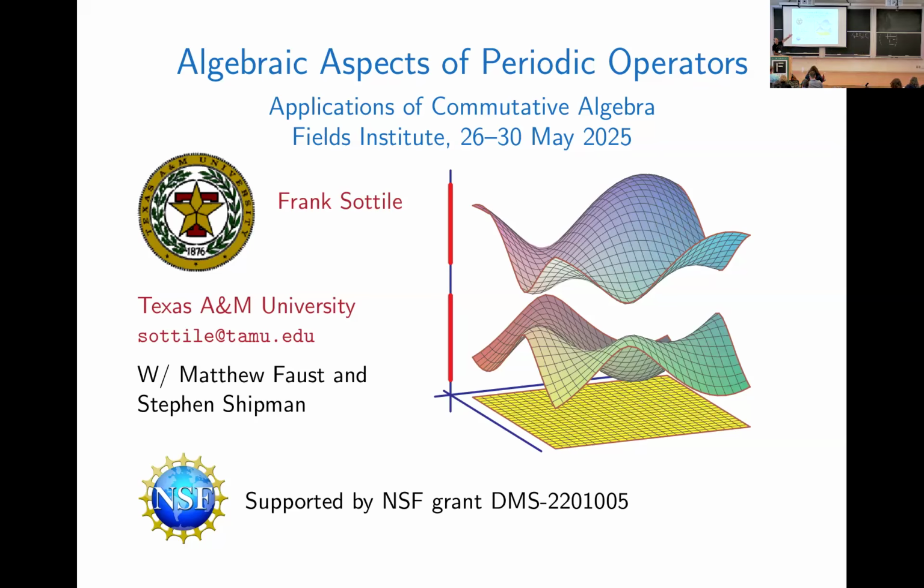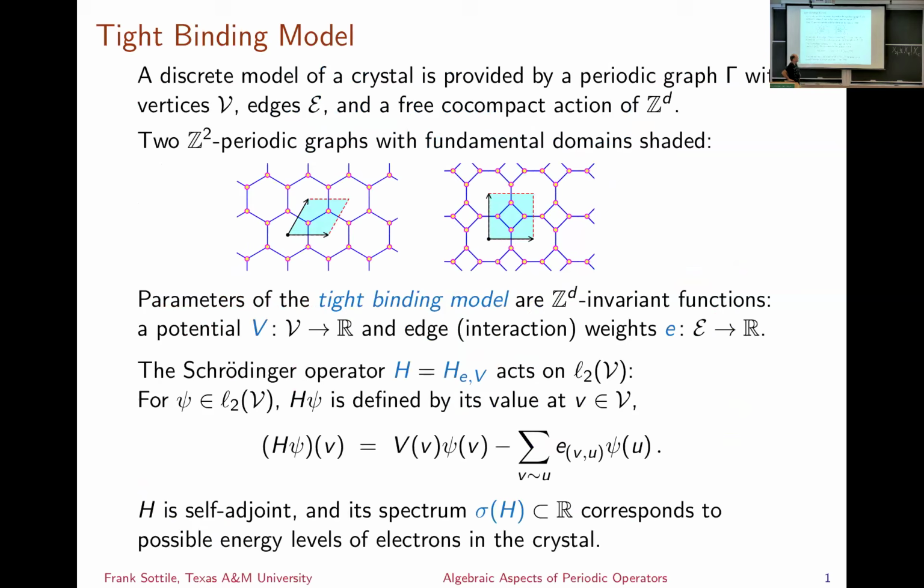I'm going to introduce you to some topics that come from mathematical physics or analysis that happen to have an interesting algebraic aspect, hence the title. So this begins with a physical model called the tight binding model. And we start with the discrete version of a crystal, which is provided by a periodic graph, which has a set of vertices, a set of edges, and a free co-compact action of Z^d. So that's what makes it periodic.